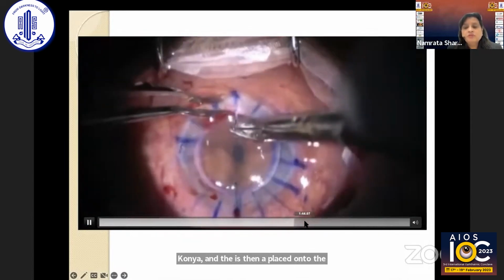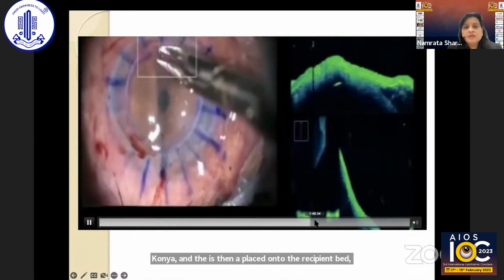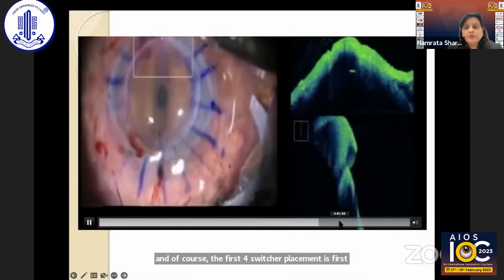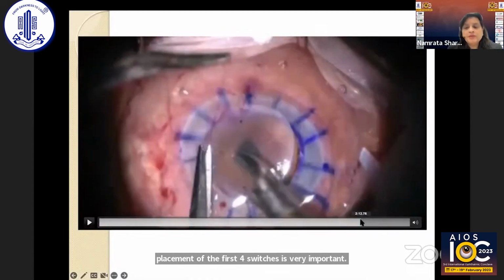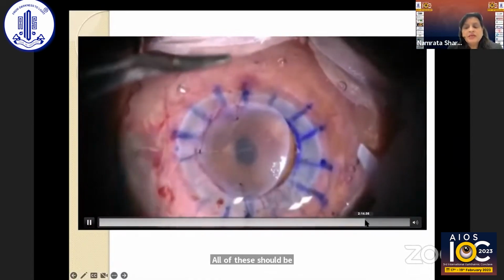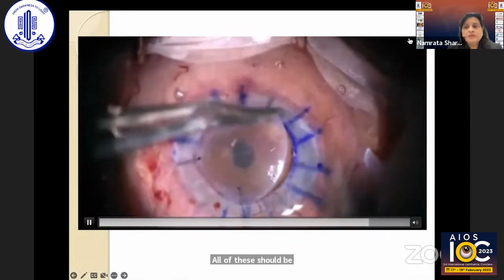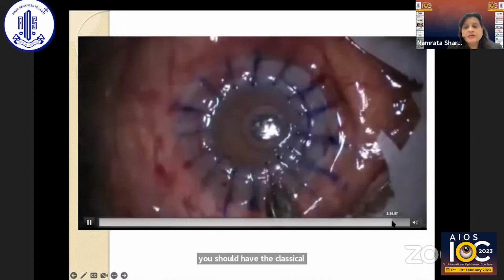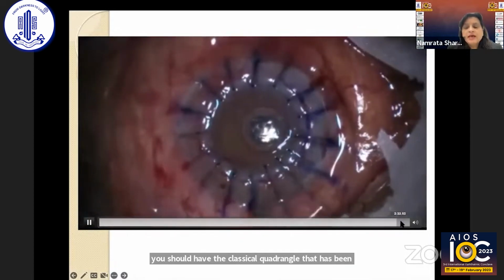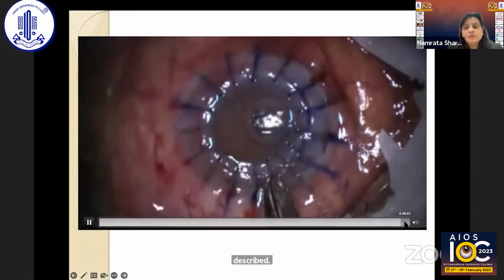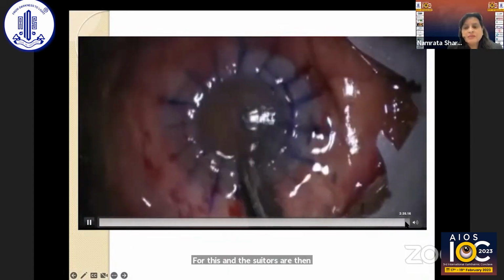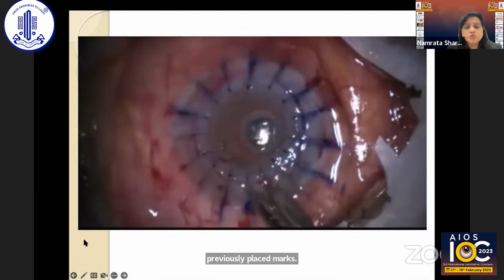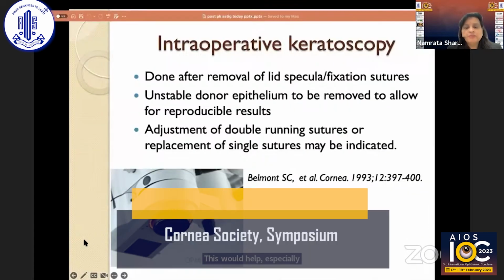And of course, the placement of the first 4 sutures is very important. All of these should be equidistant from each other, and you should have the classical quadrangle that has been described for this. And the sutures are then given on the previously placed marks. This would help, especially the surgeons who are learning to do keratoplasty.